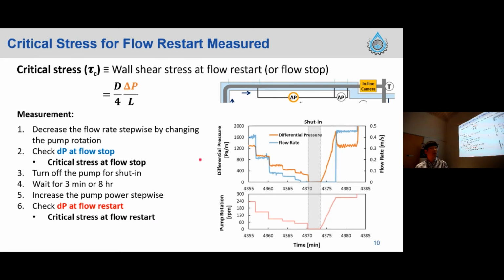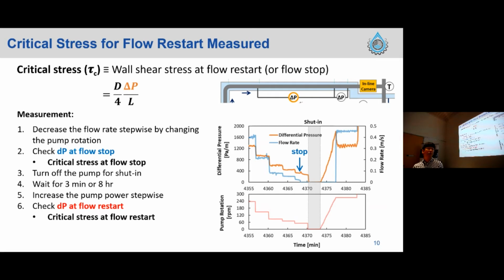First, we decrease the flow rate stepwise by changing the pump rotations, and eventually the flow was stopped. We check the delta P at this point to estimate the critical stress at flow stop. And then we turn off the circulation pump for shut-in. This example is a 3-minute shut-in, so we waited for 3 minutes in this case.